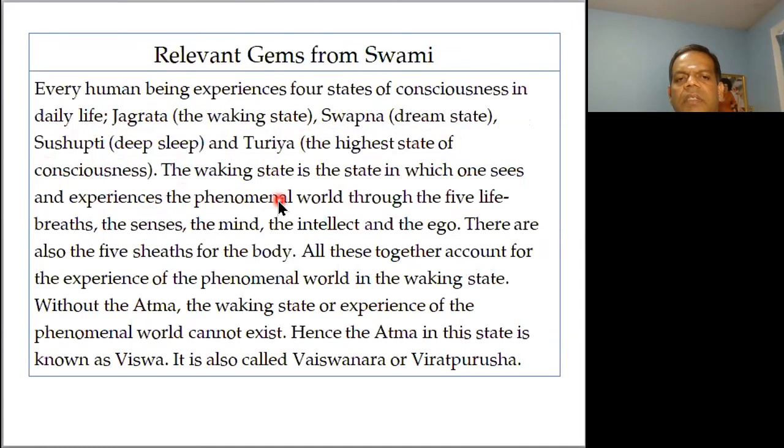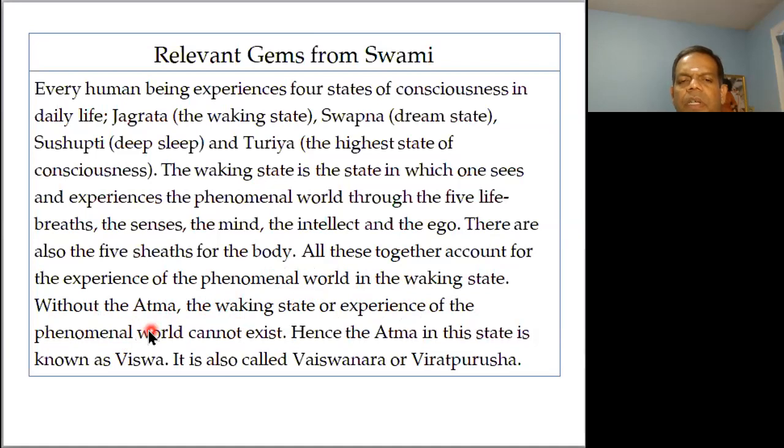The waking state, which is called Jagrata, is the state in which one sees and experiences the phenomenal world through the five life breaths, the senses, the mind, the intellect, and ego. Again, the word intellect here is actually buddhi. So manas, buddhi, and ahankara. There are also five sheaths for the body. The five sheaths are the annamaya kosha, pranamaya kosha, manomaya kosha, Vijnanamaya Kosha and Anandamaya Kosha. Swami is referring to that. All these together account for the experience of the phenomenal world in the waking state.